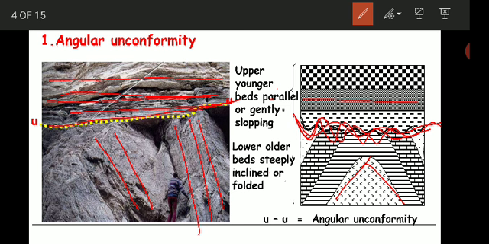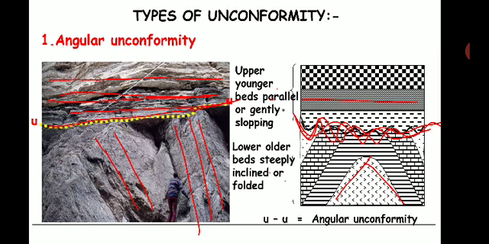So here the upper layers are parallel or gently sloping, and the older rocks are steeply inclined or folded or faulted. So such a type of unconformity is called the angular unconformity. So this is the first type of unconformity, that is angular unconformity. Then we'll discuss the next type.